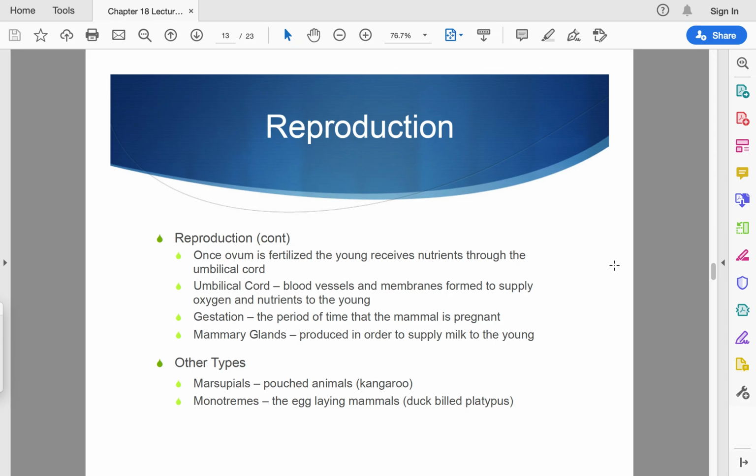Other types of mammals have different reproduction styles, like marsupials. These are pouched mammals. And then monotremes, egg-laying mammals, such as the duck-billed platypus.